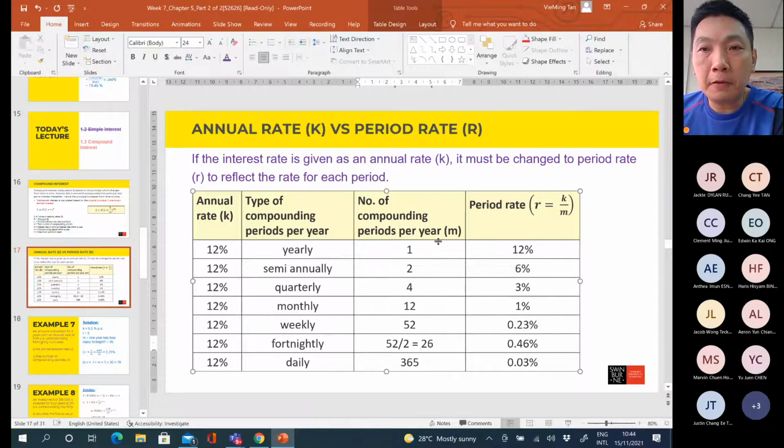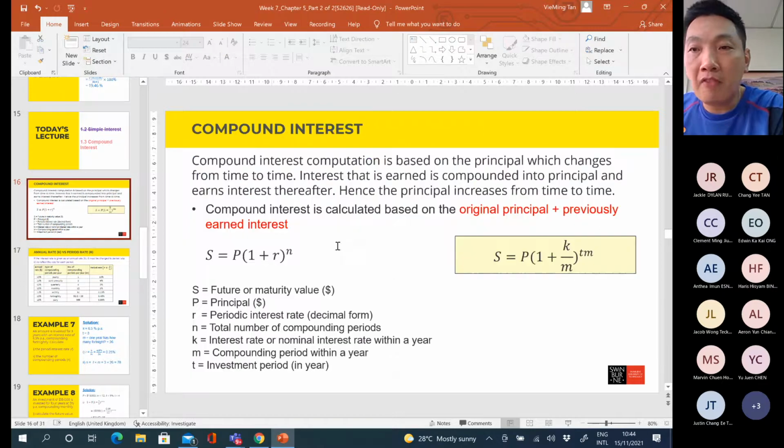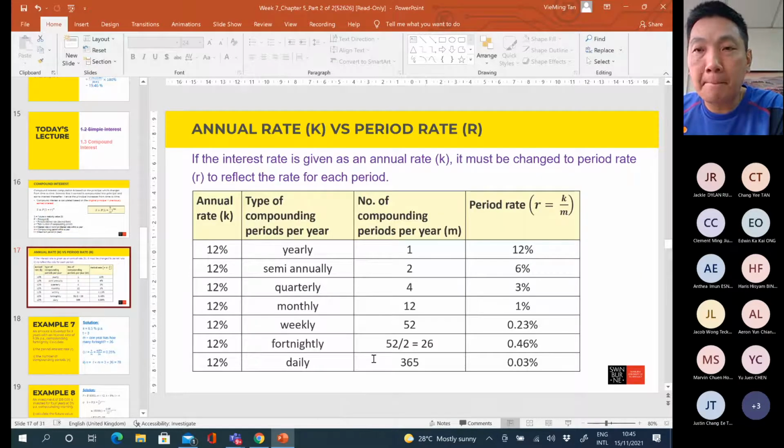So we need to know how to get the M value based on the pattern of interest being compounded, because we need to replace the M value into the formula later on when we want to get the S. We need to know how to get the M. Make sure that you can use this table to help you identify the M. What is the reason it's so important? Because the period rate, the R, is using the formula of annual rate divided by M. So let us see one example here.